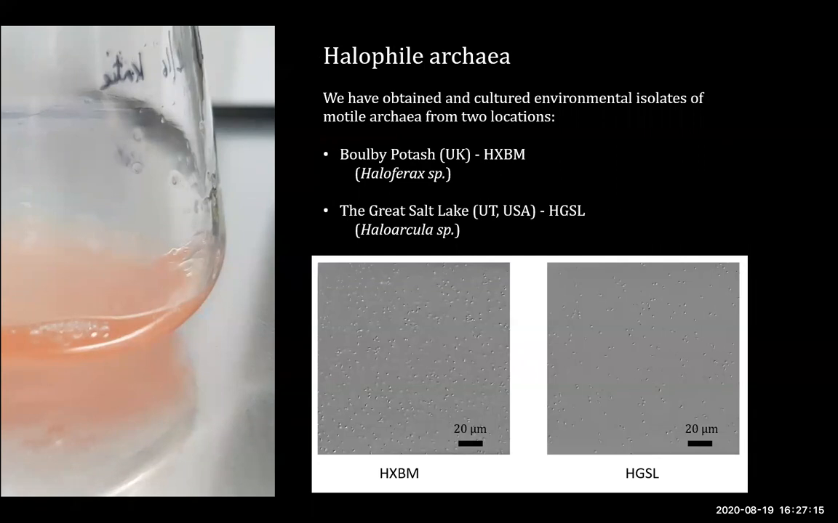This is what the cells look like under DIC illumination. There's not really much to see. They're small, vaguely E. coli looking things, but they're about half the size or half the volume, something like that. I use a couple of abbreviations later on in the talk. I've got HXBM from the cells that we've fished out of Boulby Mine, Halopharax Boulby Mine, and from the Great Salt Lake, we've got HGSL, that's Haloarchaea Great Salt Lake.